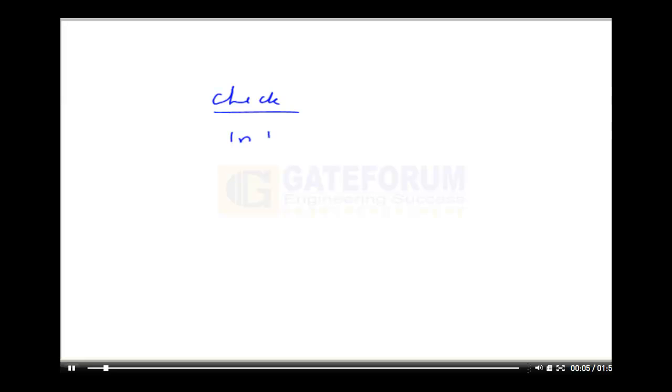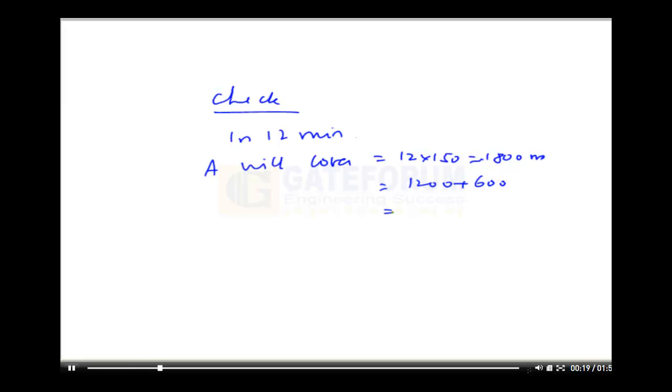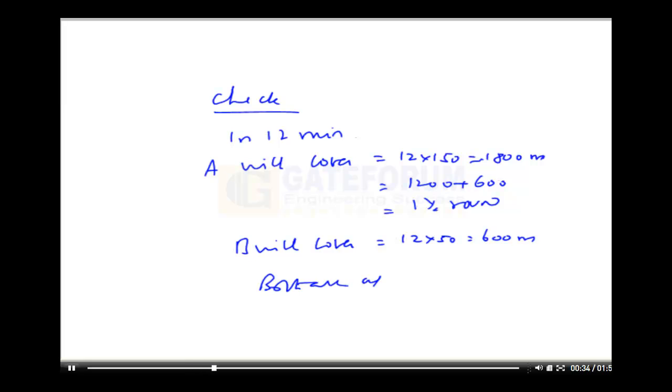Answer, in 12 minutes, A will cover 12 into 150, 1800 meters. In terms of circumference, 1200 plus 600, 1.5 round, that means is halfway. B will cover the same 12 minutes, 12 into 50, 600 meters. So both are at 600 meters after 12 minutes.